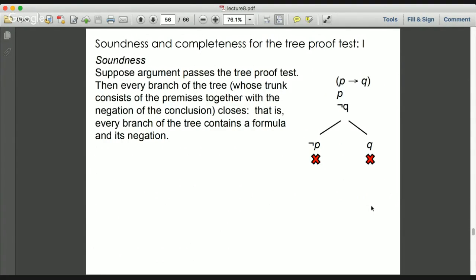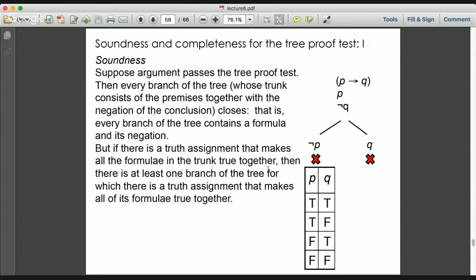let's suppose that it says that it's valid. Well, that means that every branch of the tree, branches being the atomic parts or their negations, is closed. That means that if there's a truth assignment that makes all the formulae in the trunk true together, then there's at least one branch of the tree for which there's a truth assignment that makes all of its formulae true together.